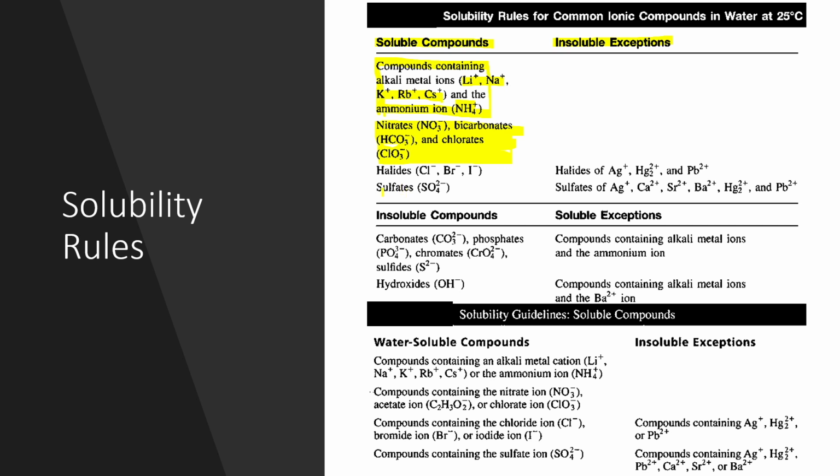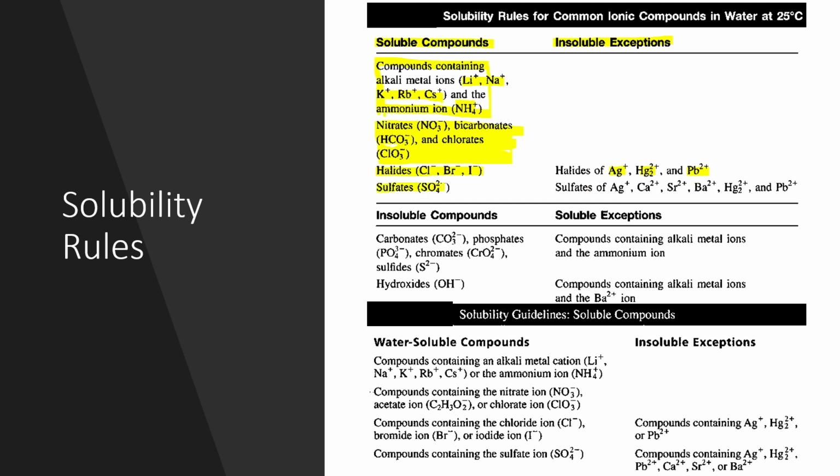Finally, we have halides and sulfates. Most of the halides are soluble in water with the exception. So that's when we look at the insoluble exceptions. If the halide is silver chloride, mercury chloride, or lead chloride, then it will be insoluble or it will form a precipitate. So you need to know this information. Most of the halides are soluble, but silver, mercury, and lead, they are insoluble in water.